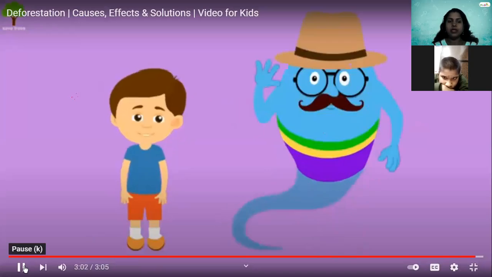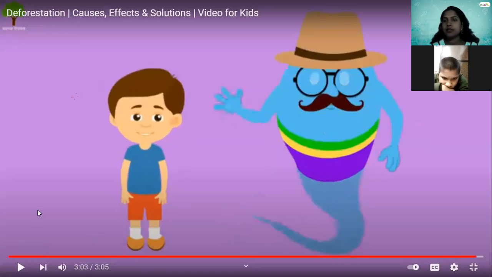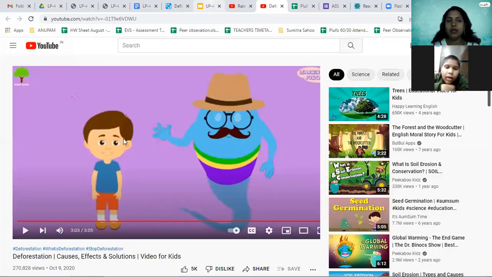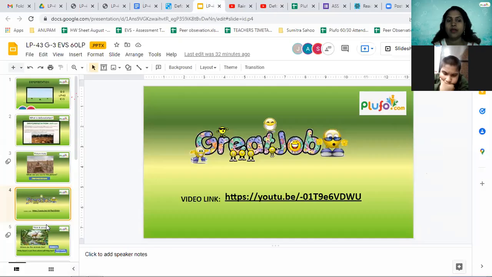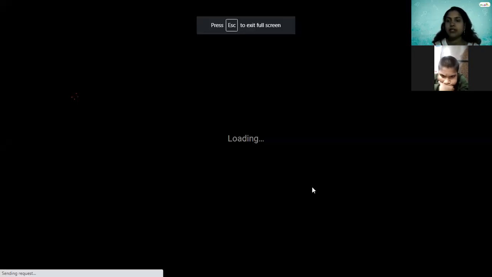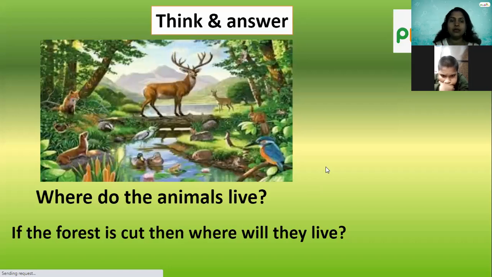Okay, so these are the causes of deforestation. So avoid all this to reduce deforestation. It means avoid using fuel, like wood as fuel. So avoid using this. So what happened? Deforestation is reduced. Now think and answer.